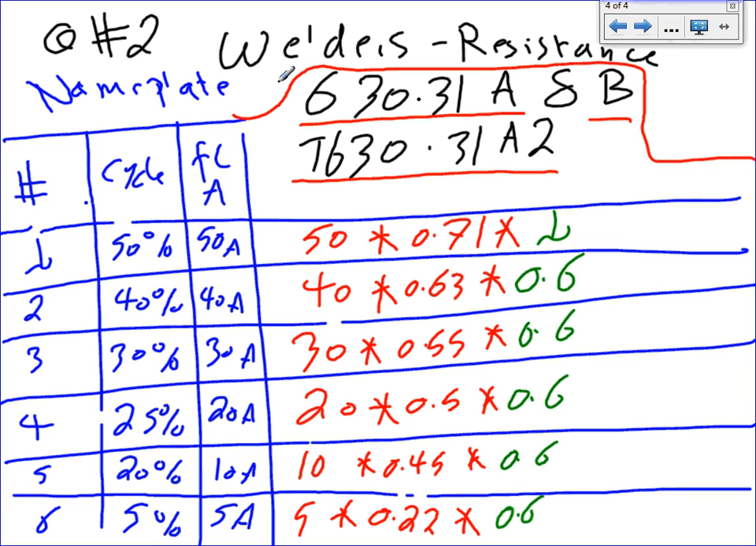Does it make sense? Does it make sense, DJ? No? It doesn't match, but it's here. The 20% cycle is 0.45. 20% is 10 amps, and that should be 0.32. You're looking at amps, not percentages. Don't look at the amps side. Look at the cycles here, percentages, not amps.